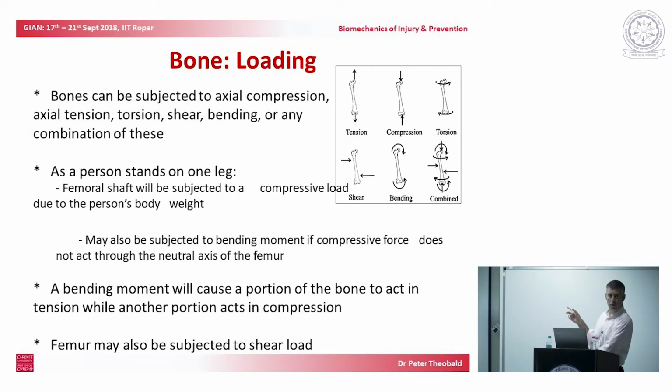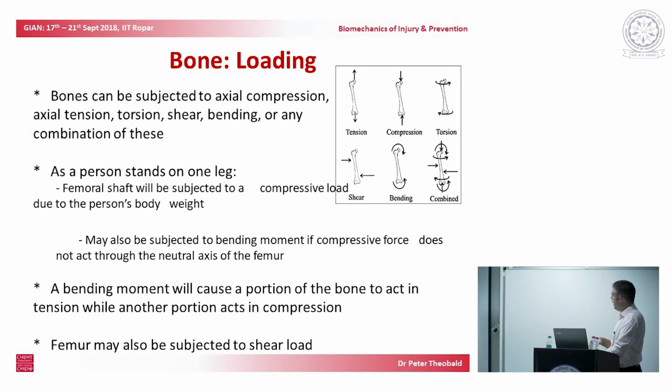Let's have a look at this slide, and it might answer that question. If it doesn't, then we'll come back to it. So the question was, what type of loading is the bone typically subjected to? And as a consequence, where do injuries normally happen? The top right gives us an indication of the types of loading that the bones can be exposed to.